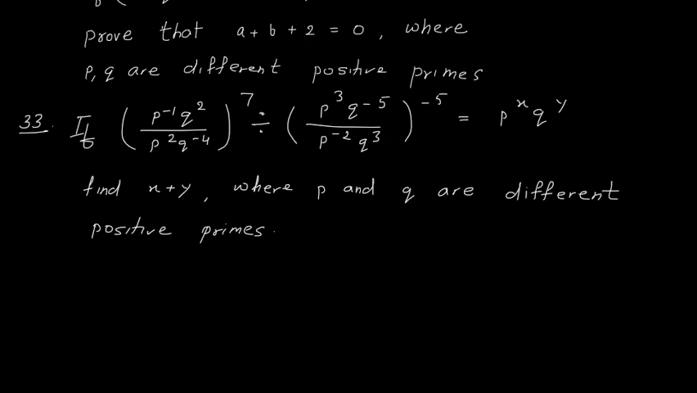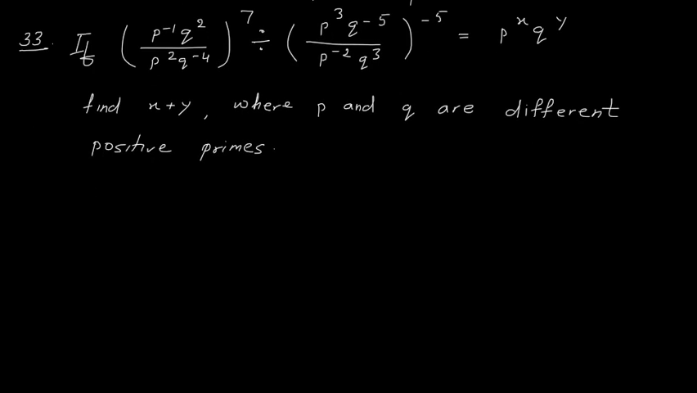The 33rd question. It is [(p^(-1) q^2 / p^2 q^(-4))^7] divided by [(p^3 q^(-5) / p^(-2) q^3)^(-5)] equals p^x q^y. We have to find the value of x + y, where p and q are different positive prime numbers.